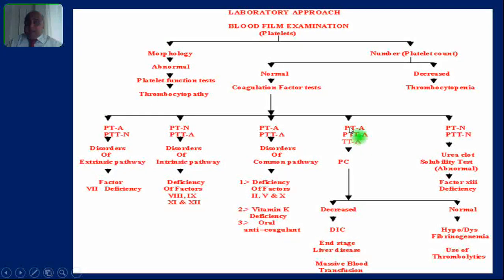And another thing, if the PT is abnormal, PTT is abnormal, and even thrombin time is also abnormal, then you have to do the platelet count. If the platelet count is also decreased, then it is a case of DIC. This can also happen in end-stage liver disease and in massive blood transfusion. Suppose if the platelet count is normal, then this may be a case of hypo or dysfibrinogenemia and the patient is also under some thrombolytic.